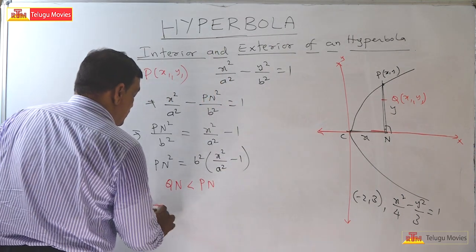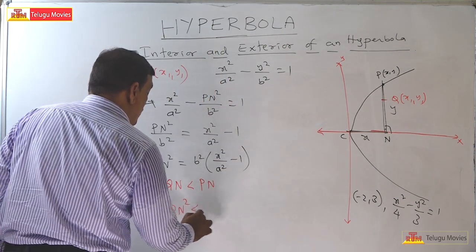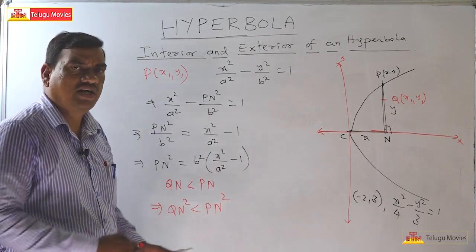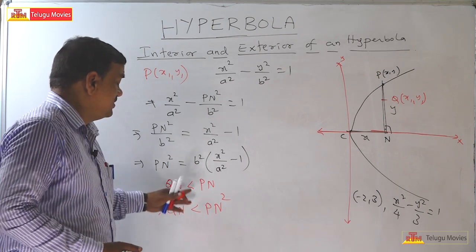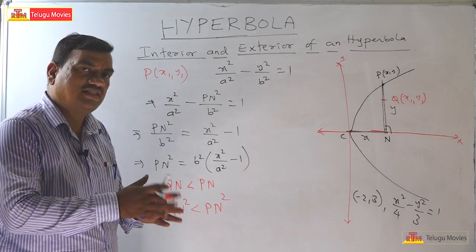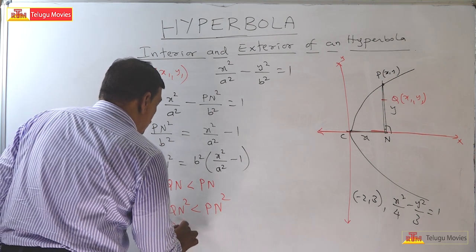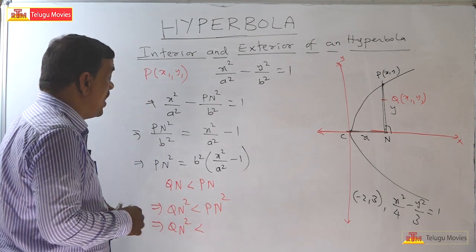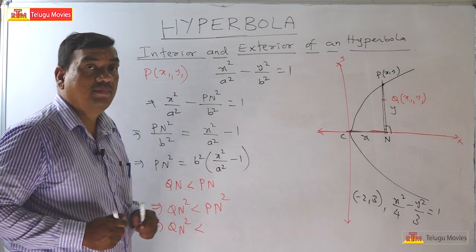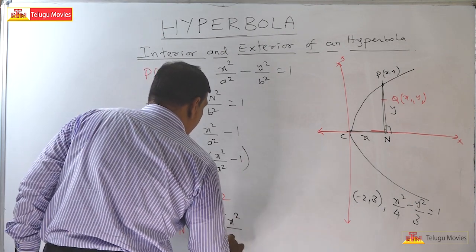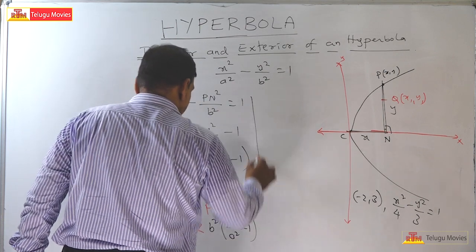Because they are distances, we can clearly write Qn square is less than Pn square. Now we square both sides. Since they are positive quantities, the less than sign remains as it is. So this implies Qn square is less than Pn square. What is Pn square? It is b square into (x square by a square minus 1).